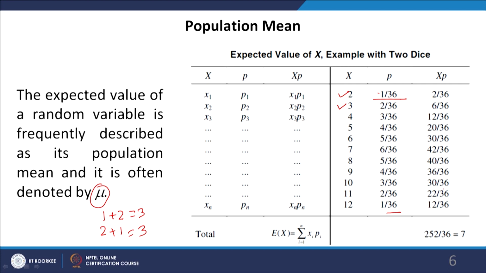Finally, in the last column what we are doing, which is equivalent to x1 p1, we are multiplying x with p. So, 2 multiplied by 1 by 36 and so on, and finally, this gives us our expected value of x, which is summation xi pi. So, we sum all this together and arrive at a value of 252 by 36, which is equivalent to 7. So, this tells us that the population mean or the expected value of x is 7 for this particular example.